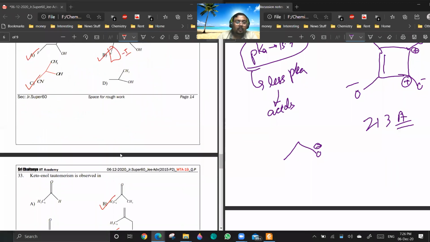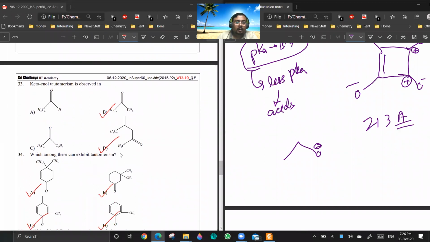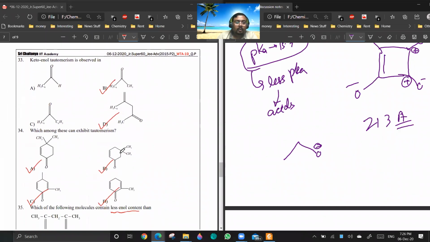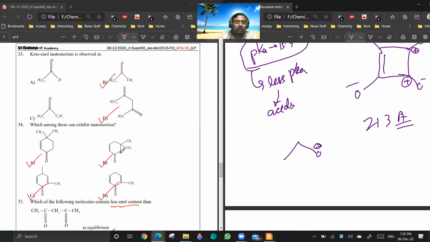After this, 33, 34. So 30, option 2. 33, option A. Second option, this one.